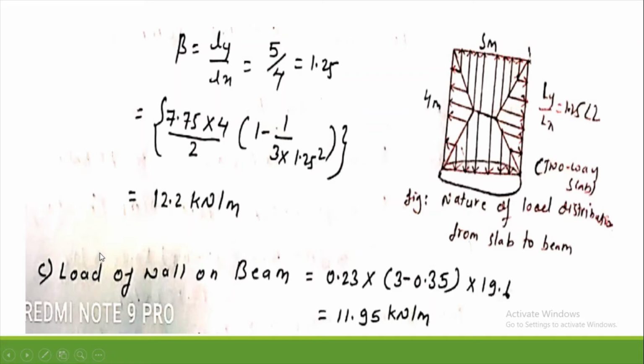Okay, 8.c, we are calculating here the load of the wall on beams. Obviously, wall load also acts on the beams. So here 0.23 is the thickness of the wall, and 3 minus 0.35 is the height of the wall, and 19.6 is the unit weight of brick masonry, right? By calculating this value, we are getting 11.95 kilonewton per meter.